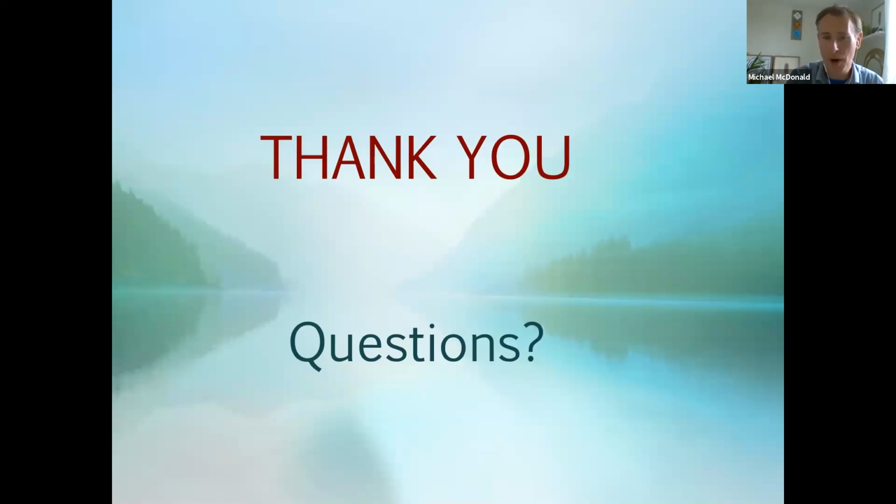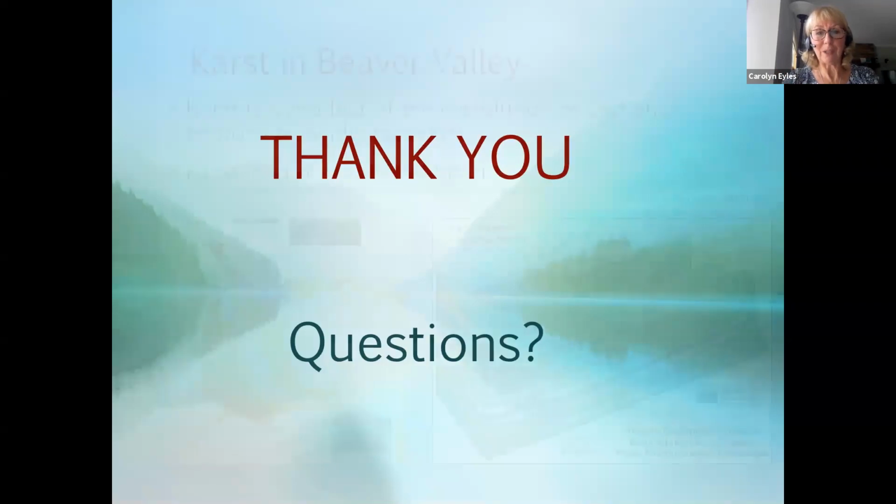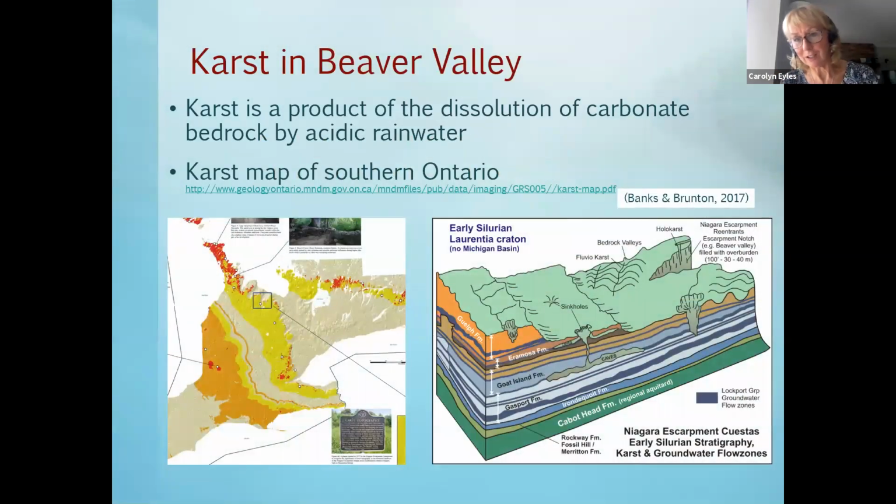The next question is, what is a karst, and can we find it along the entire length of the escarpment? I have one slide here because somebody asked me something about karst in the Beaver Valley, and I wasn't sure how to incorporate it here. Basically, karst is a product of the dissolution of the carbonate bedrock by rainwater, groundwater, which is slightly acidic. And it's that dissolution process.